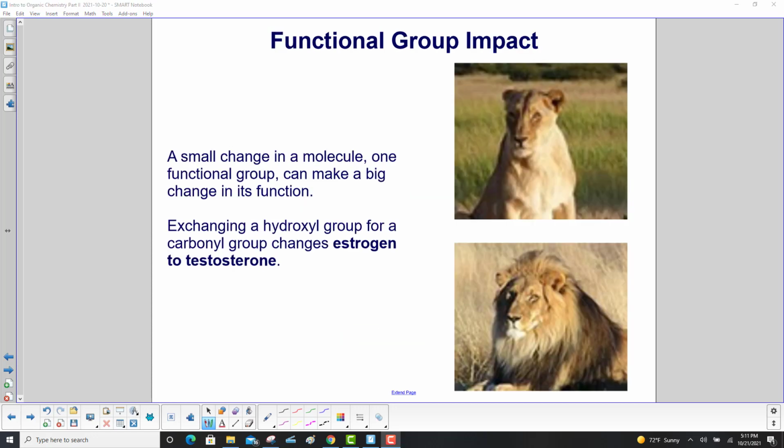Let's pause for a second and give a great example of the tremendous importance of the functional group. A small change in a molecule, one functional group, can make a big change in its function. Exchanging a hydroxyl group for a carbonyl group changes estrogen, which is the hormone for female creatures, like this lioness, to testosterone, which is the hormone that creates males, like this male lion.